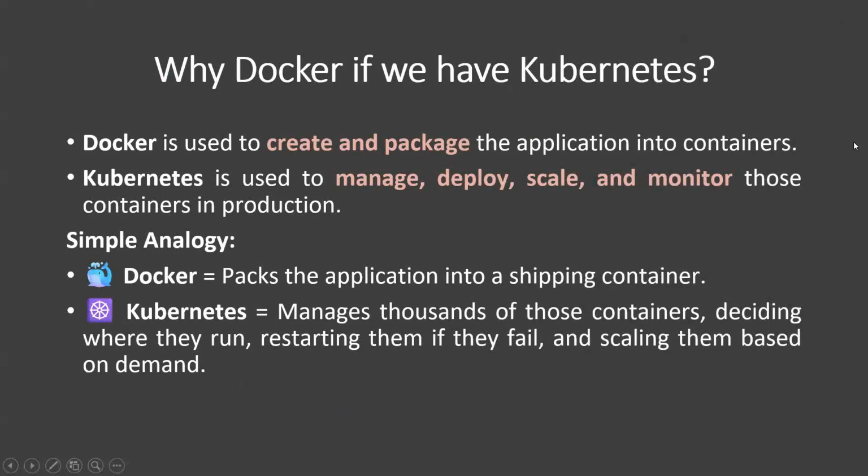The next question is, why Docker if we have Kubernetes? Docker is used to create and package the application into containers, and Kubernetes is used to manage, deploy, scale, and monitor those containers in production. A simple analogy is Docker packs the application into a shipping container, and Kubernetes manages those thousands of containers, deciding where they run, restarting them if they fail, and scaling them based on demand. That's what we have seen in the previous image, right?